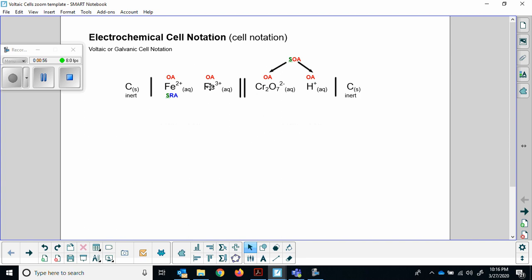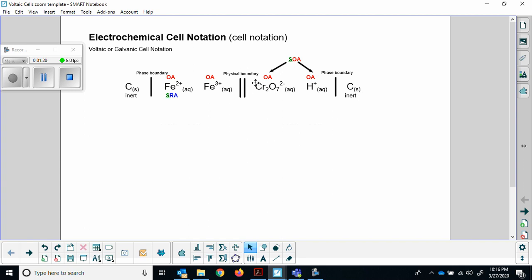Next, we have these lines. We have single lines, we have double lines, we have single lines. The single line is a phase boundary. The double lines is a physical boundary. The phase boundary separates states of matter. Here we have solids separated from aqueous. Here we have aqueous separated from solids.